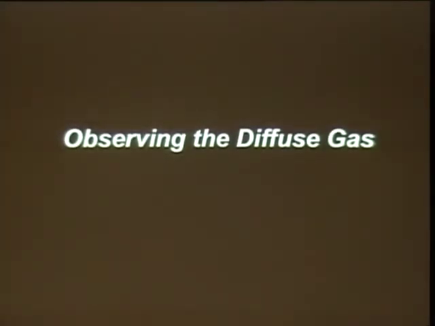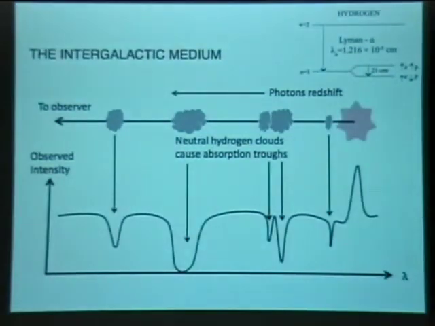But an interesting frontier beyond that is to observe the diffuse gas, not just the stars, as I mentioned until now, but actually try and image the gas in between the galaxies. And the traditional way of doing that is to have a very bright source, for example, a quasar, a bright accreting supermassive black hole. I'll discuss those in my next lecture. We have these quasars at high redshifts.